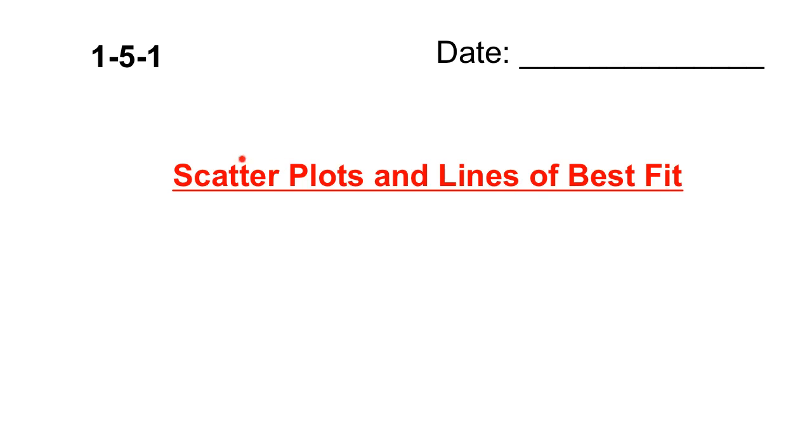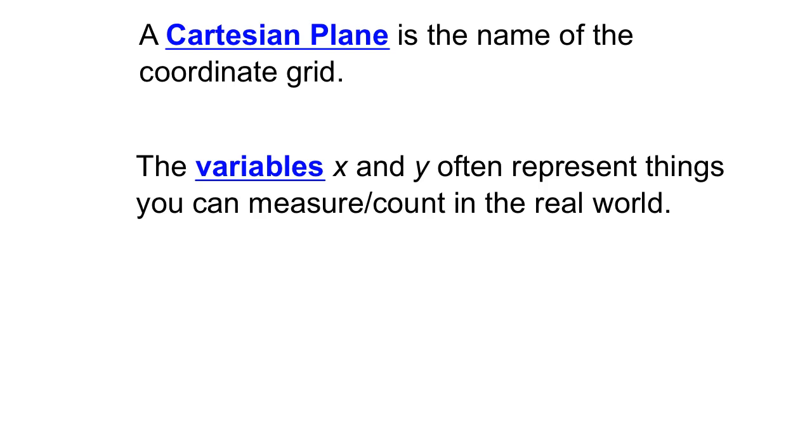We're going to look at what those are, how you make them, how you work with them, and what they mean. You can pause the video whenever you need to, and you can update your notes as we follow along. The first thing you need to be reminded of is what a Cartesian plane is. So this is the name of a coordinate grid.